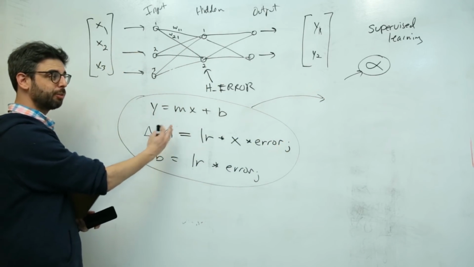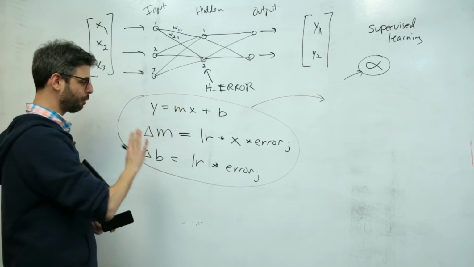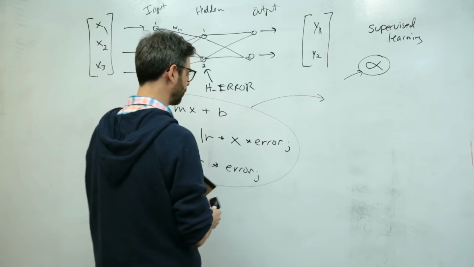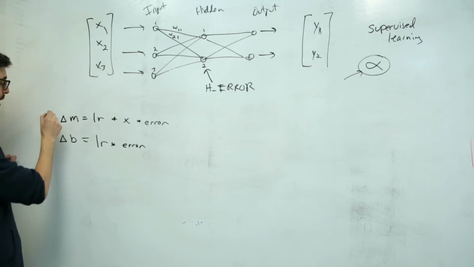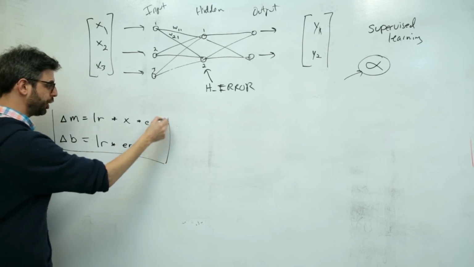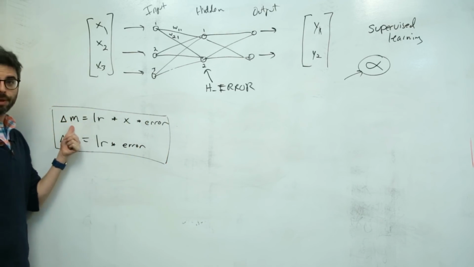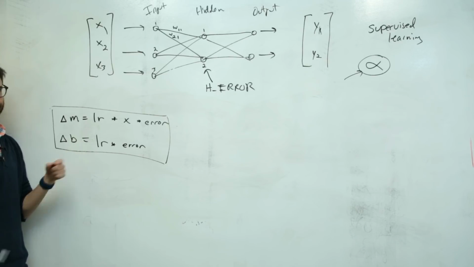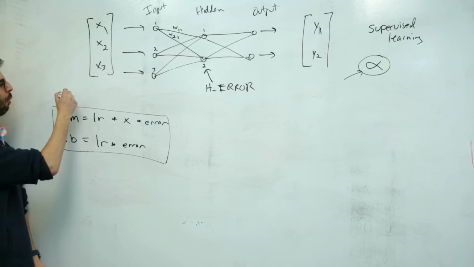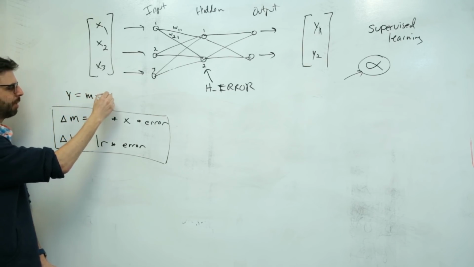I'm going to rewrite these a little smaller further over to the left so I have more room to write out the formulas for the matrix version. So these are the formulas for the change in slope and change in bias offset, change in m and change in b for y equals mx plus b.